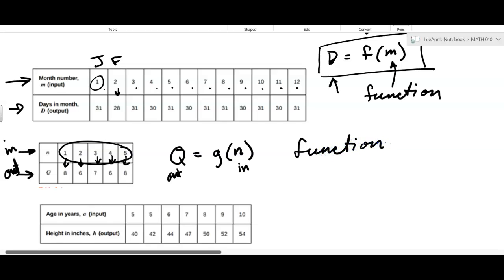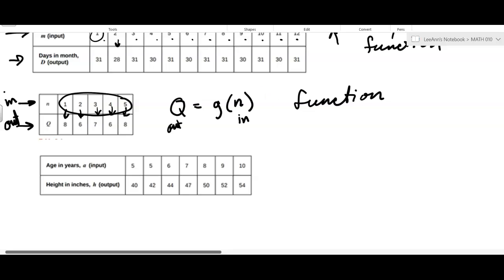Now let's look at our last table. So we have age. This would be the input. The age in years, so a person is so many years old, and their height is the output. Okay, so you've got a 5-year-old that's 40 inches, then you've got a 5-year-old that's 42 inches, then you've got a 6-year-old that's 44 inches, a 7-year-old that's 47 inches, and so on and so forth.